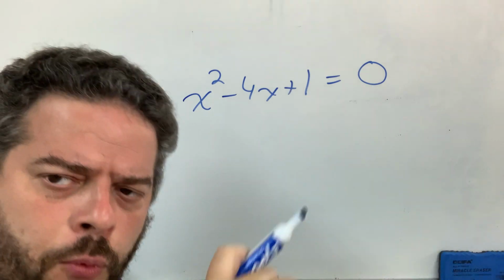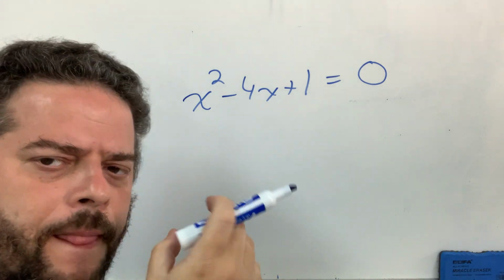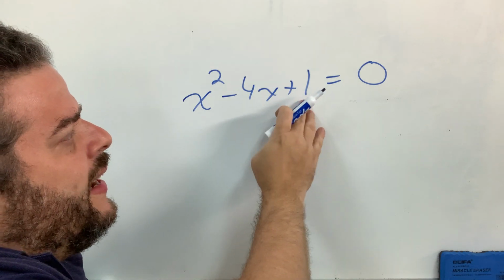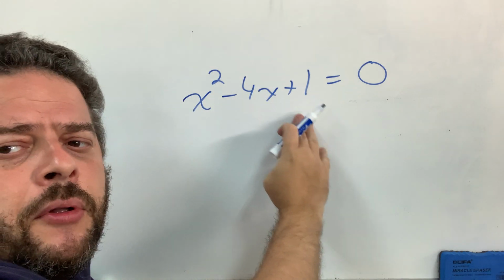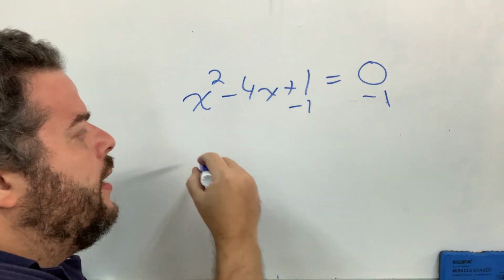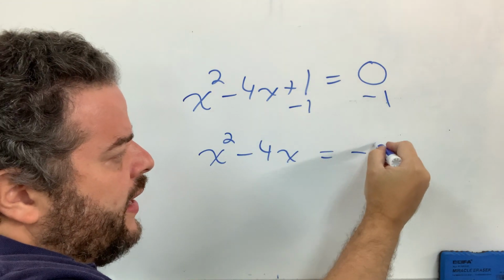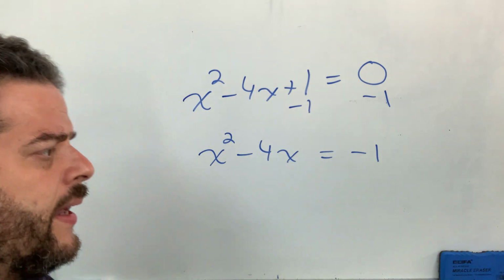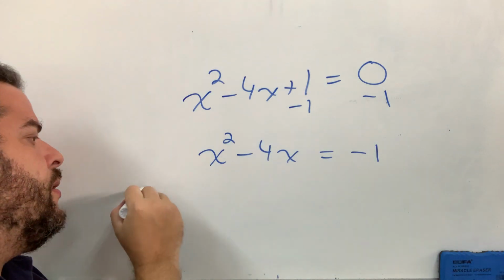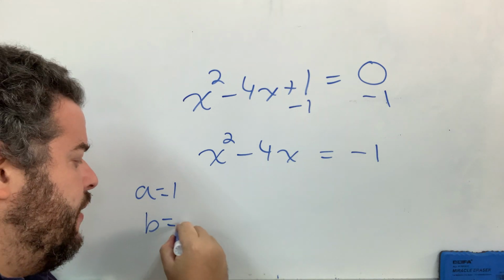You're going to add what's missing in order for you to be able to solve this particular problem. Whenever you complete a square, you're going to do the exact same process. Step 1, get rid of everything that does not have a variable and send it to the other side. So here I'm going to do -1, and this becomes x squared minus 4x equals -1. Now again, you're going to label your A and your B, just like a normal standard form equation. My A is 1 and my B is -4.